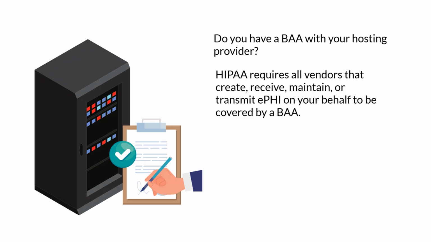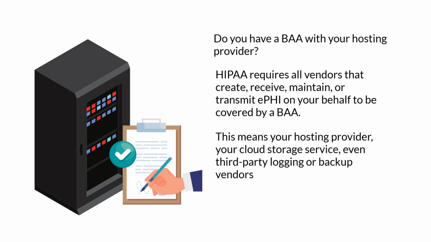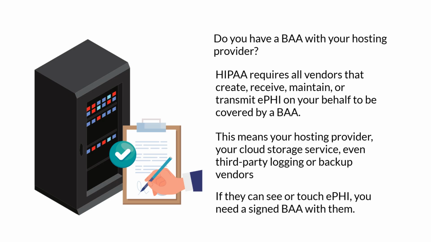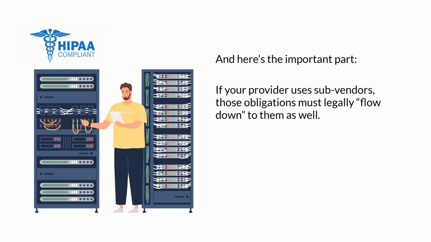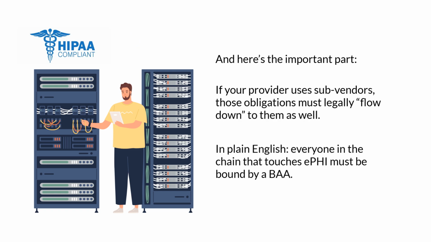HIPAA requires all vendors that create, receive, maintain, or transmit ePHI on your behalf to be covered by a business associate agreement. This means your hosting provider, your cloud storage service, even third-party logging or backup vendors. If they can see or touch ePHI, you need a signed BAA with them. The BAA spells out the responsibilities both sides take on to safeguard ePHI. And here's the important part. If your provider uses sub-vendors, those obligations must legally flow down to them as well. In plain English, everyone in the chain that touches ePHI must be bound by a BAA.